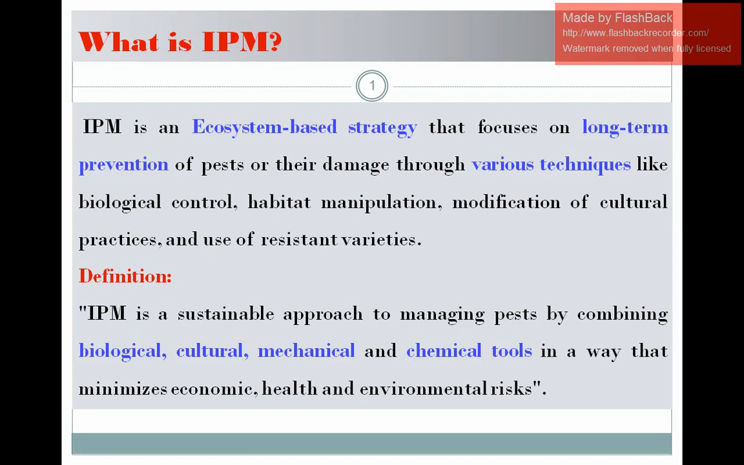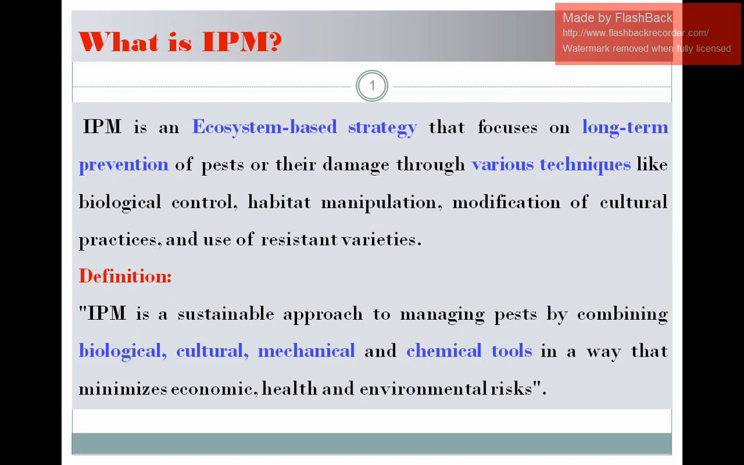Though there are lots of synthetic chemicals used for this purpose, we know that these chemicals have severe health issues. Just to overcome this issue, the concept of IPM is used.